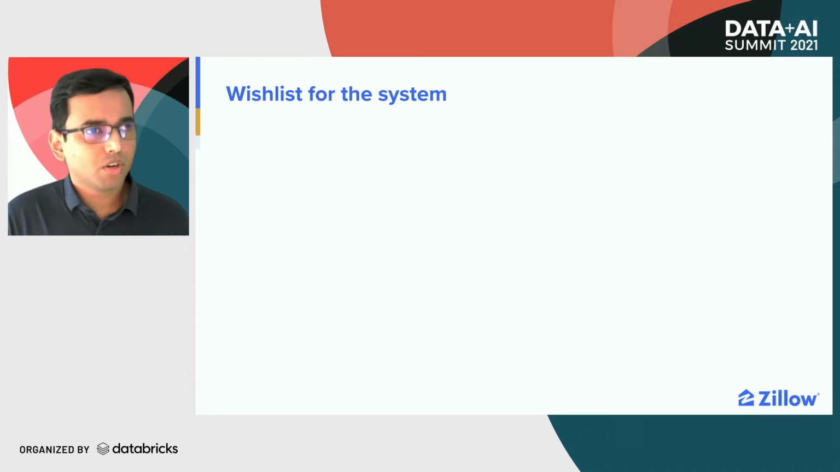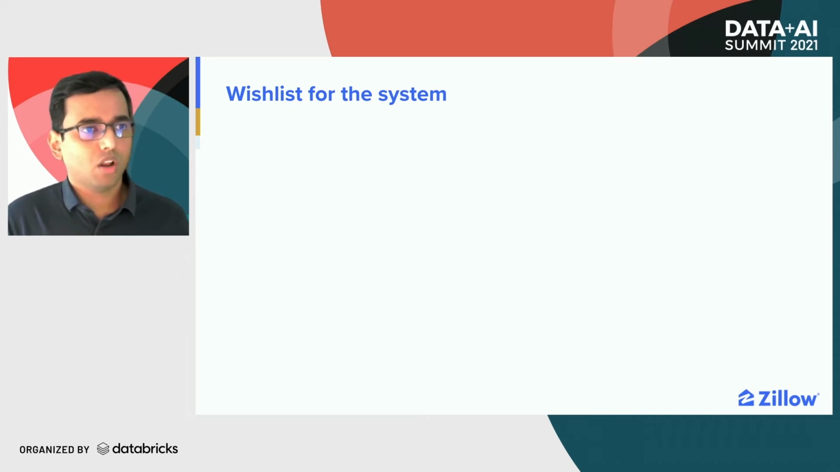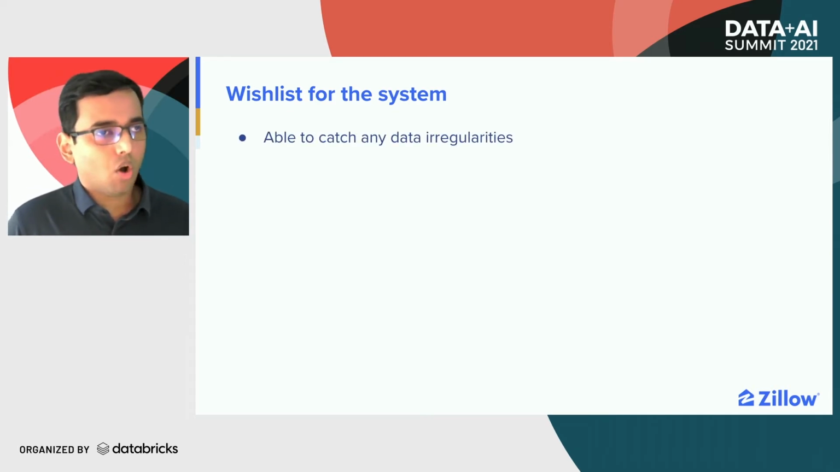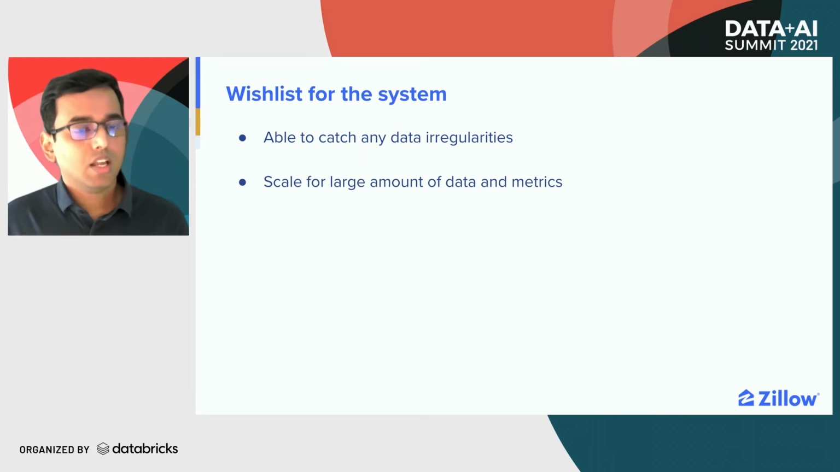Before diving deeper into the system that we built to do anomaly detection at our company, let's create a wish list of requirements for our system. First of all, as I mentioned, the data can come from all kinds of contexts and scenarios, so the system should be able to catch any data irregularities over different contexts. Then the system should be able to scale to support wide ranges of data from different teams, because there are different services processing an enormous amount of data every day.